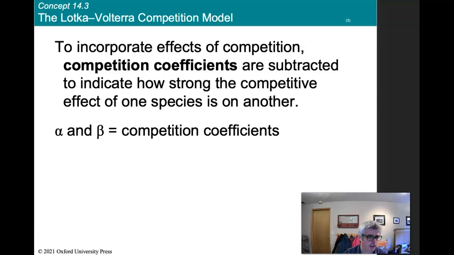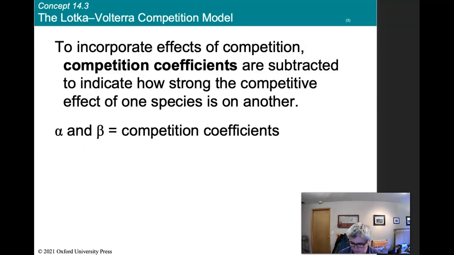Quit. So now we need to add competition as a factor into this equation. To incorporate the effects of competition, we use competition coefficients that are subtracted to indicate how strong the competitive effect of one species is on the other. We're going to use alpha and beta as our competition coefficients. And so this is a way of effectively altering the carrying capacity. So we'll look at that next.